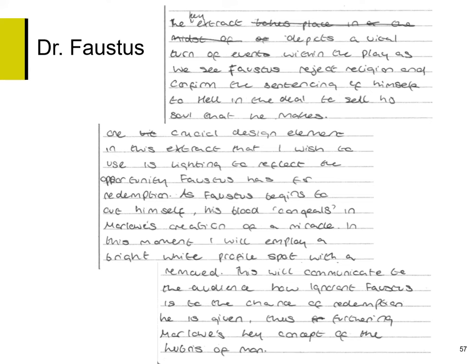And those links, connecting it to the audience. So this will communicate to the audience how ignorant Faustus is to the chance of redemption he is given, thus furthering Marlowe's key concept of the hubris of man. So again, it's got an air about it that you know it's going to go in the right direction if it carries on in this vein.